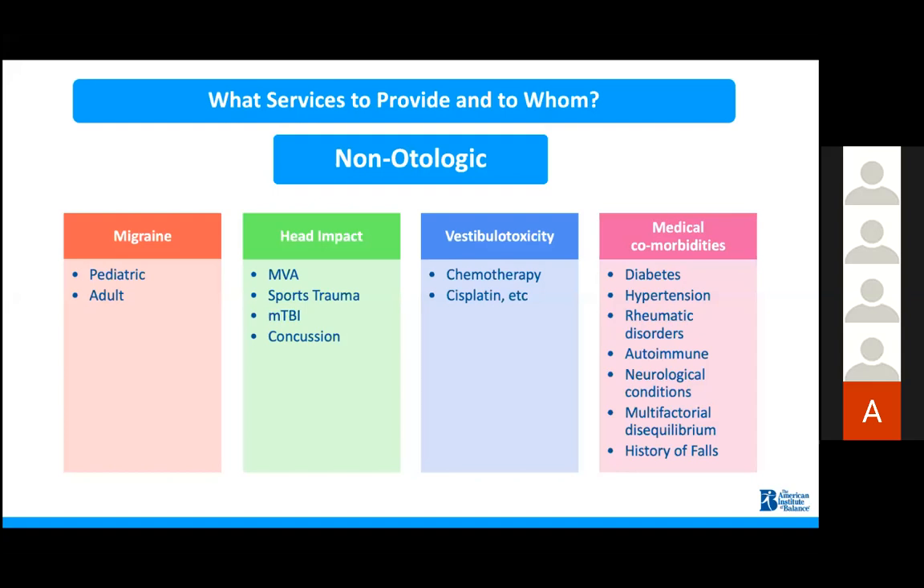Also, let's look at some other comorbidities. Diabetes right now is almost epidemic. Hypertension, rheumatic disorders, autoimmune and neurological conditions, multiple sclerosis, Parkinson's disease. Patients with MS and Parkinson's are now actually living normal lifespans, so they've got more complications as well. We have to be aware that when we're dealing with our older adult patients, they're not just an ear.